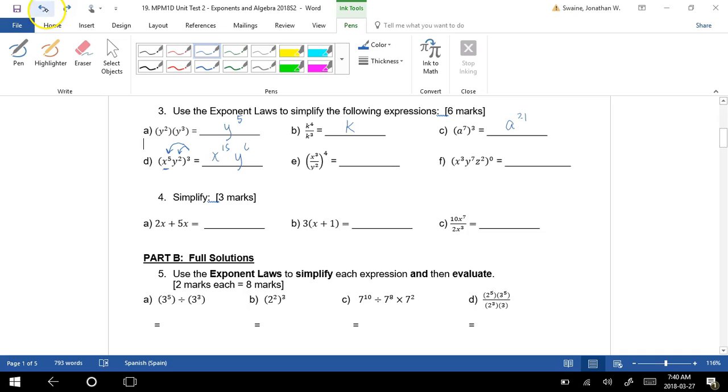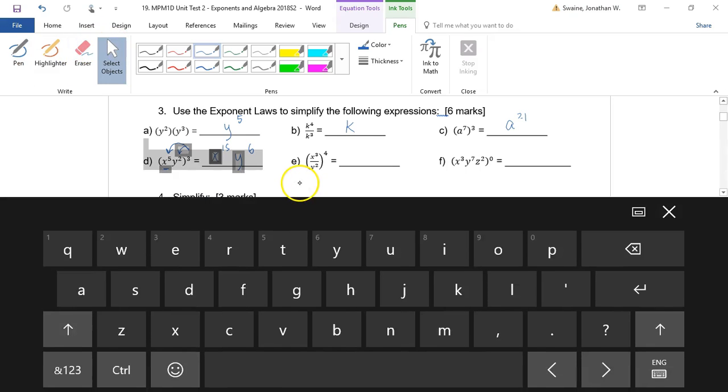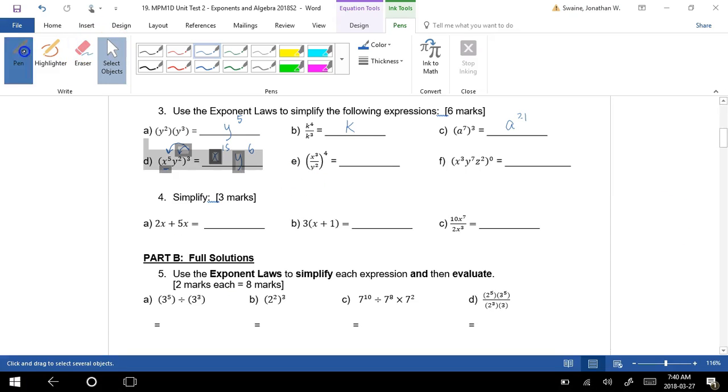I'm not great at writing with this pen, so you're going to tolerate a few little things in this. Come on. There we go. There's my 6. And hopefully the other stuff will deselect. We'll get there. Next one.